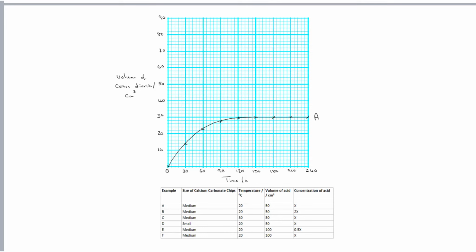So let's draw what the graph would look like. So once again, steeper gradient but exactly the same volume of carbon dioxide gas being produced.